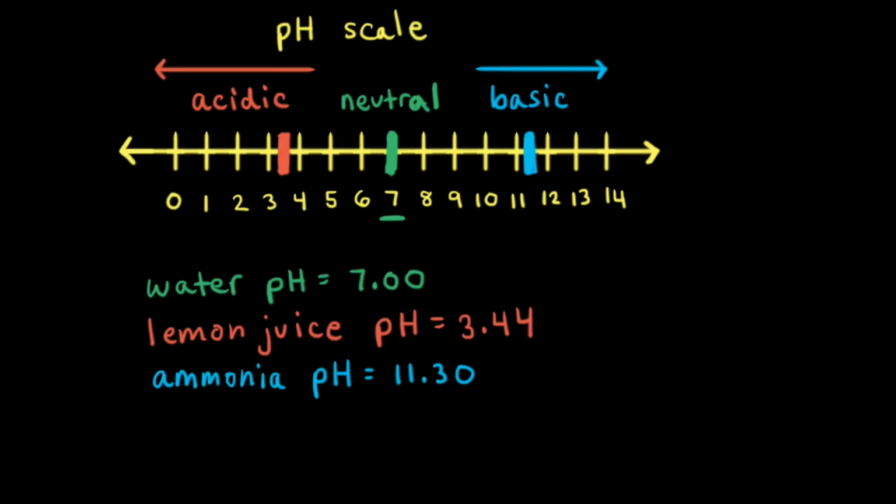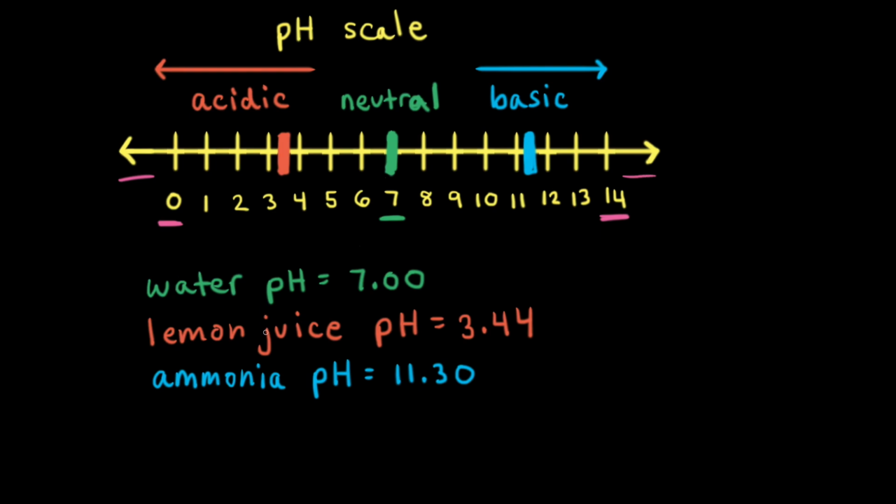Now that we've calculated the pH of three different substances, let's find where they rank on what's called the pH scale. The pH scale normally goes from 0 to 14. However, it is possible to go below 0 or to go above 14.